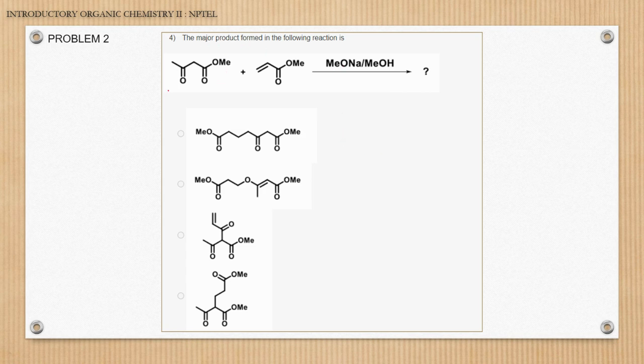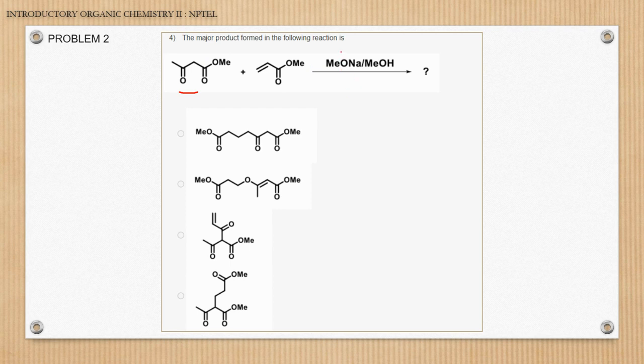So they have treated this active methylene compound. We have talked about it also. What is an active methylene compound? So this is an active methylene compound. They have treated it with alpha beta unsaturated ester in presence of sodium methoxide and methanol.